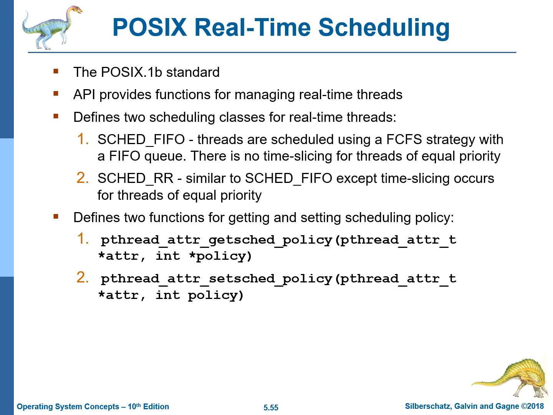SCHED_RR is similar to SCHED_FIFO, except time slicing occurs for threads of equal priority. It defines two functions for getting and setting the scheduling policy, as you can see down below.